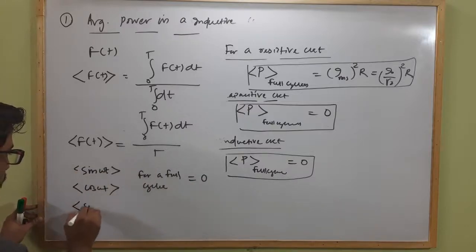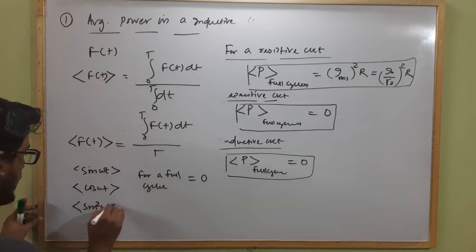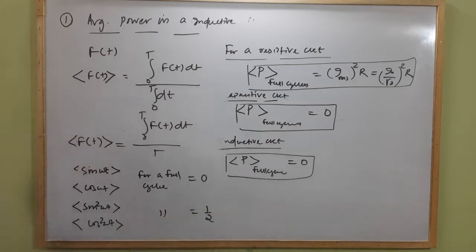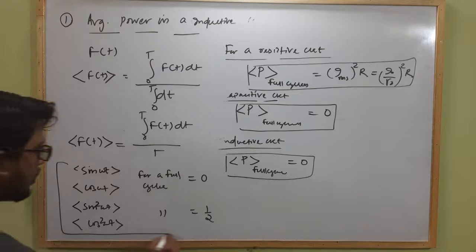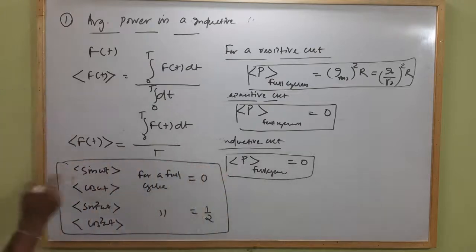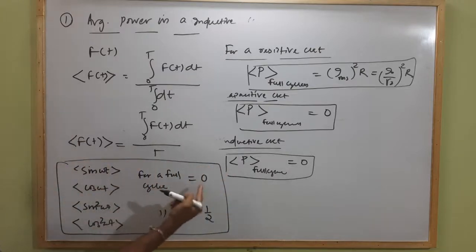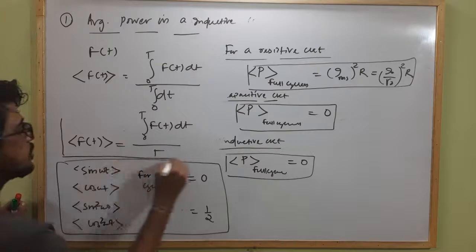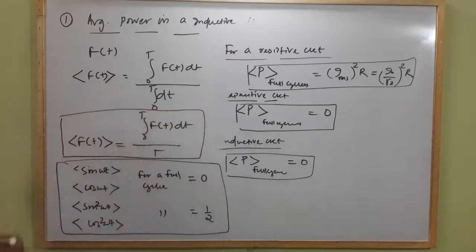And you have to remember this: the average value of sin square omega t or cos square omega t over a full cycle is half. Clear? The average value of sin omega t or cos omega t for a full cycle is 0, and the average value of sin square omega t and cos square omega t for a full cycle is half. Clear? And this is the expression for any function which is a function of time.